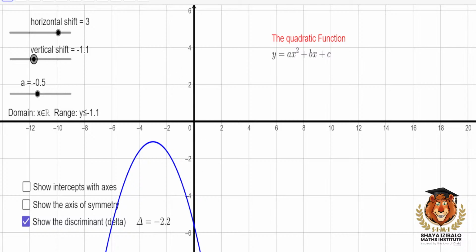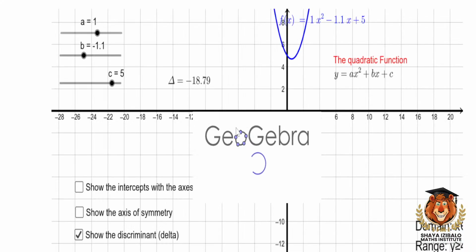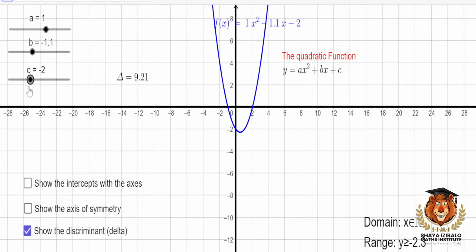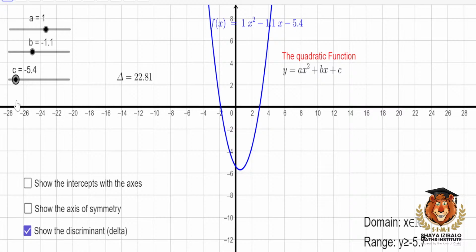The next one I want to show you is also the quadratic function, but this one is just in a, b, and c form. Notice straight up, delta is negative. It's not touching the axis. If I bring it down a bit, you'll notice that now delta is positive.